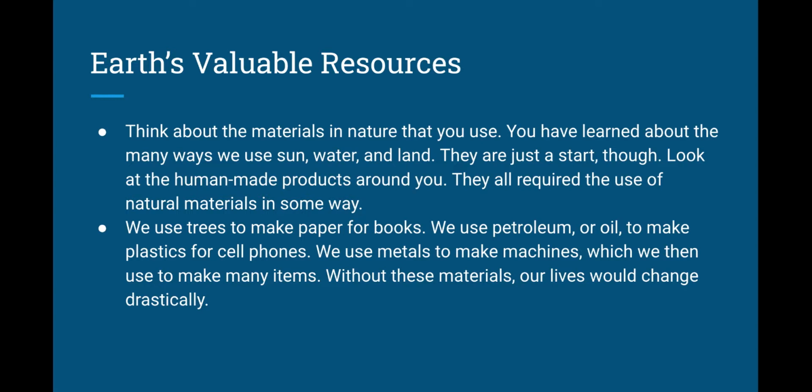Looking at the human-made products around you, they all require some form of material in some way. We use trees to make paper for books. We use petroleum to make oil, to make plastic. We use plastic to make cell phones. We use metal to make machines, which are then used to make other items. Without these materials, our lives would be very different.